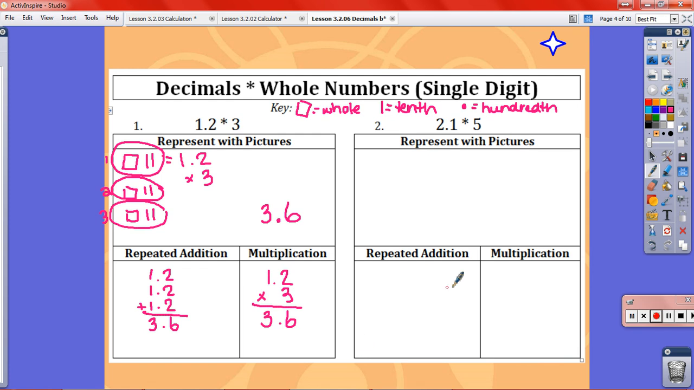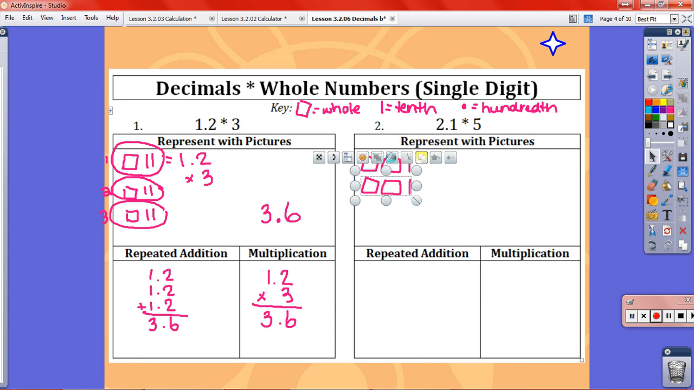Okay, so you can go ahead and try with this one. You can pause the video if you want to just try it on your own and see if you can get it. But when you're done, let me show you what that should look like. So you have 5 groups of 2 and 1/10. So that's one group. I need 5 groups.